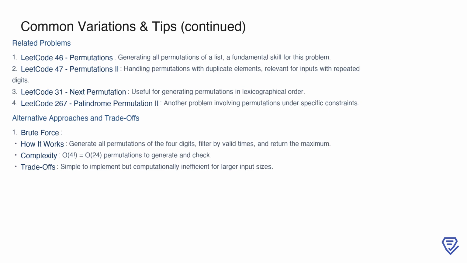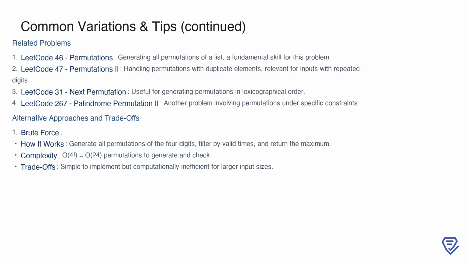Another useful problem is LeetCode 31, Next Permutation, which focuses on generating permutations in lexicographical order and can be helpful for structuring your approach systematically. Finally, LeetCode 267, Palindrome Permutation 2, is another problem involving permutations under specific constraints, providing additional practice with the logic required to filter valid results.